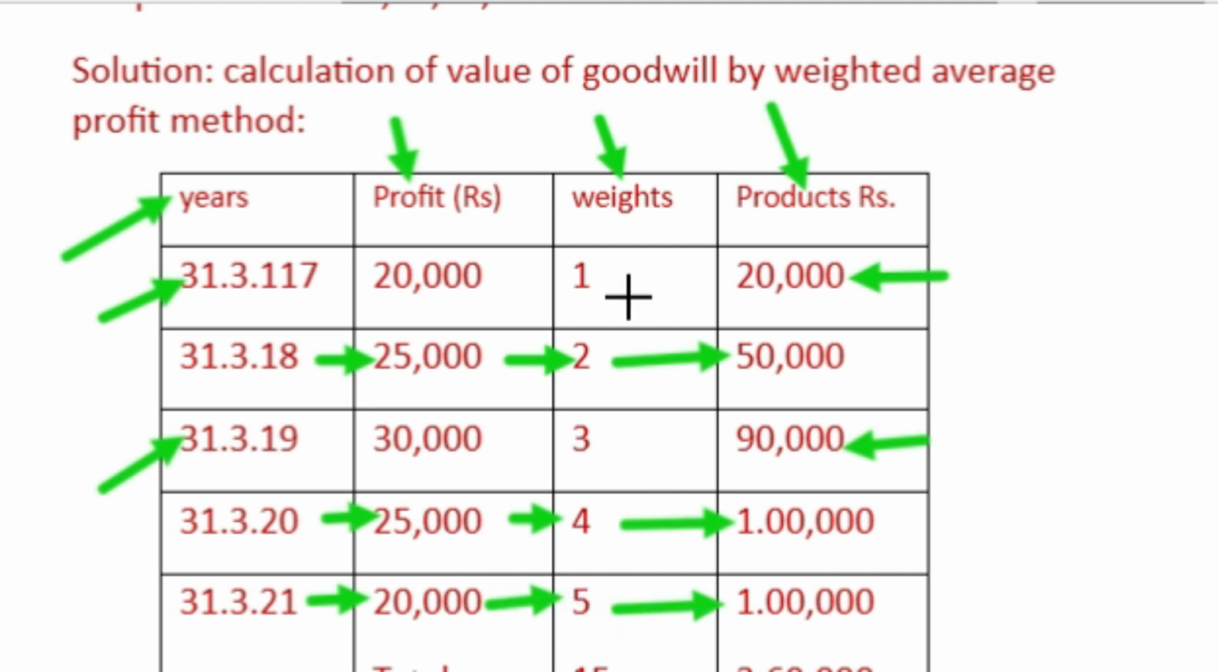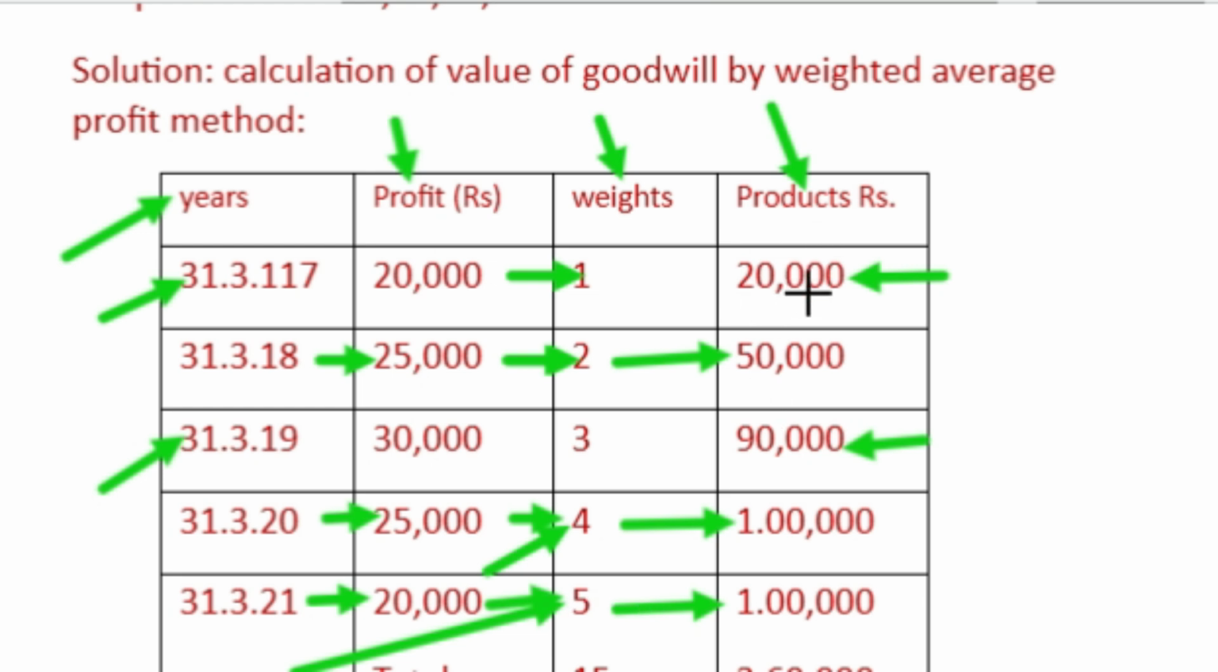Giving weights means giving importance to the profit of that particular period. The 31st March 2021 year's profit is given the maximum weightage, that is 5, and the preceding year 4. This way, the first year's weightage is less, and each following year's weightage is a little greater than the initial year. Likewise, we get the weights in the questions.